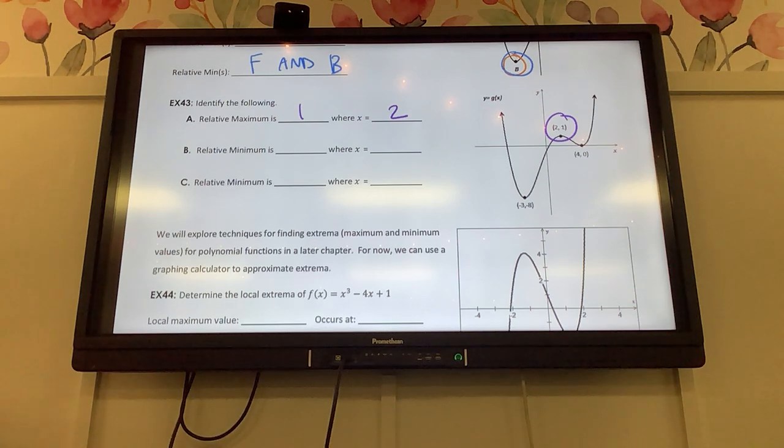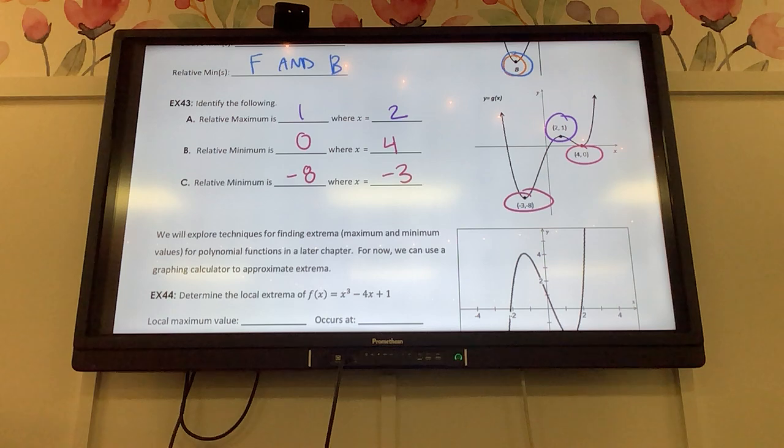All right, so what about for a minimum? 0, 4. Yep. So minimum at 0, where x equals 4. And the other one is -8 when x equals -3. So those are all relative. They're all the humps. Which one of these would be the absolute minimum?